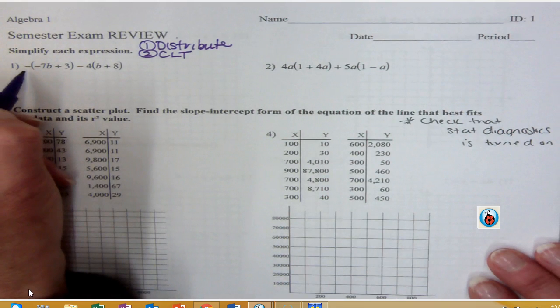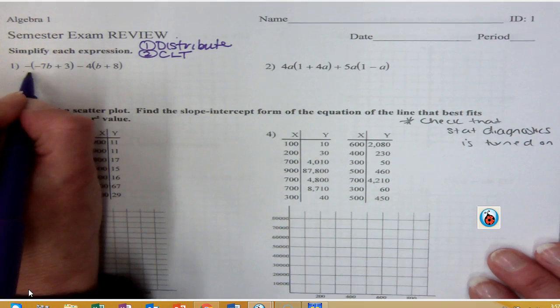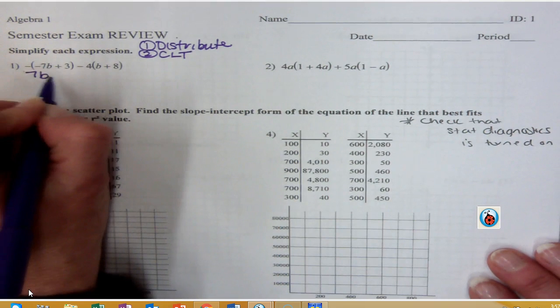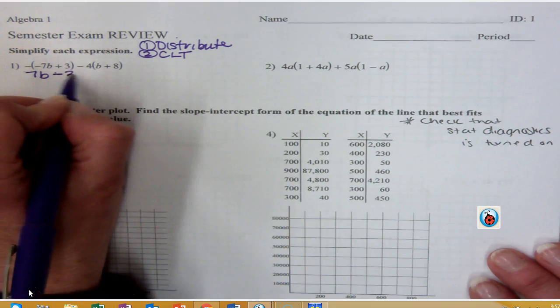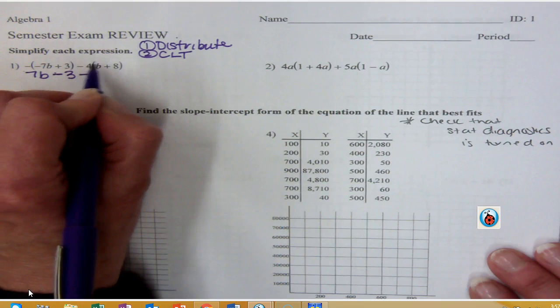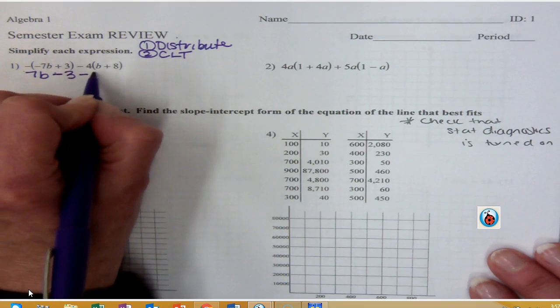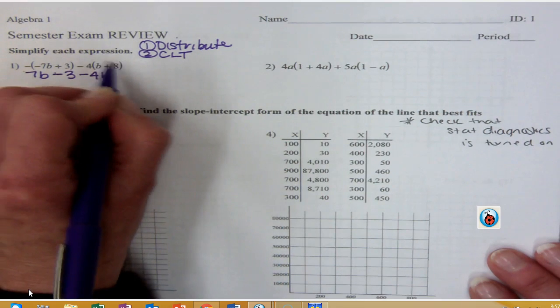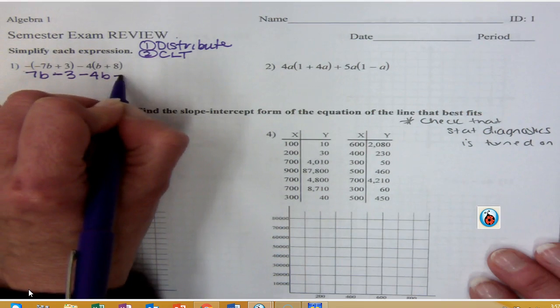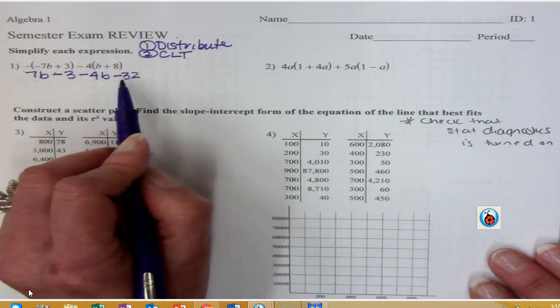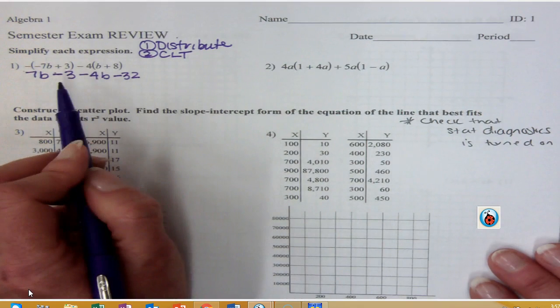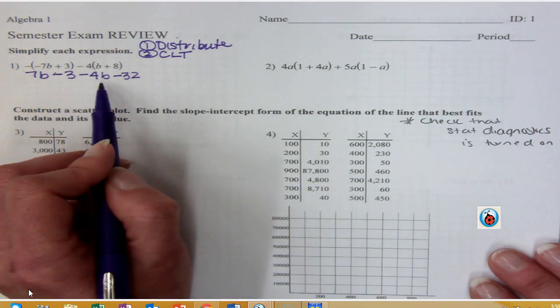Okay, so right now I've got to distribute. I have a negative, so I'm going to distribute my negative, and I get 7b. Negative times a negative is a positive. A negative times a positive is a negative. Minus, and then I need to distribute my negative 4, and I get negative 4b, and negative 4 times 8 is negative 32.